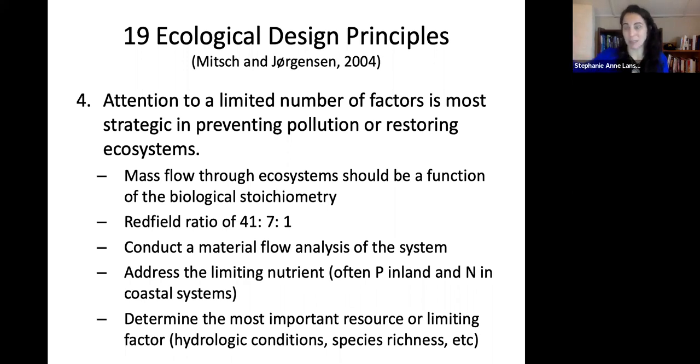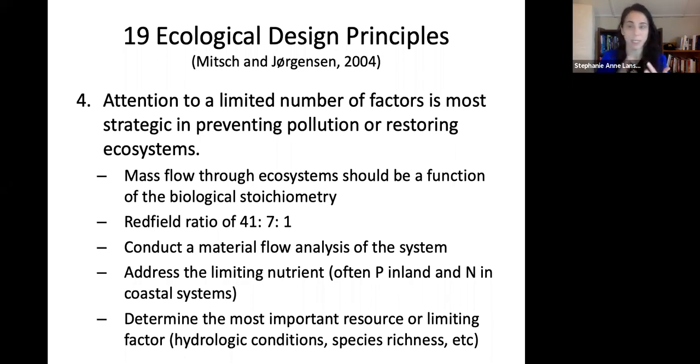In the coastal systems, again, in Louisiana, it's nitrogen that's often limited in the Gulf of Mexico. And so when we provide nitrogen down the Mississippi River, we get too much algal growth and we get dead zones. So we need to think about what is limiting, and if we're providing too much of that, we may get too much growth. But if we don't provide enough and we're trying to restore an ecosystem, we might not get any growth. So we need to really determine what's the most important resource or limiting factor.